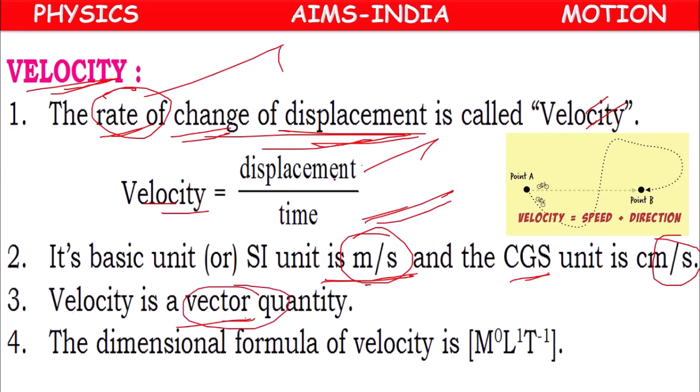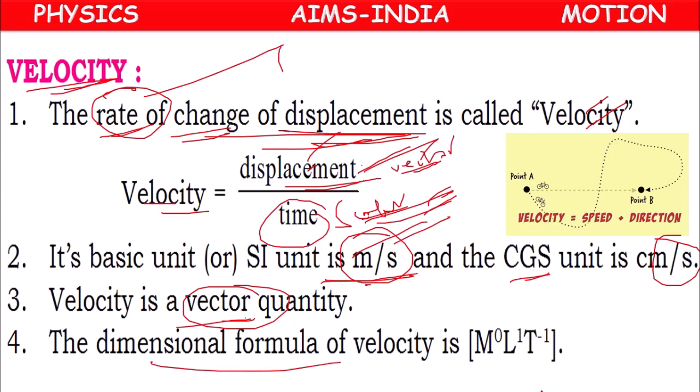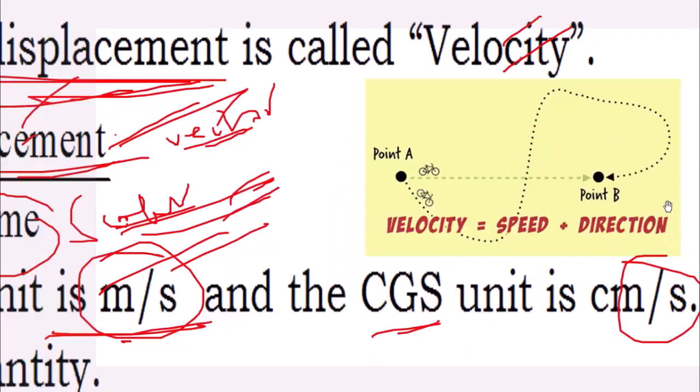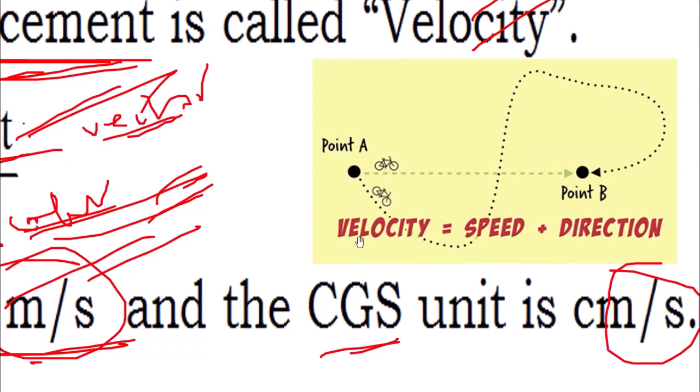Why? Because it is depending on displacement, which is a vector. Here time is a scalar. No need to bother about time here, but displacement is a vector. So velocity is a vector quantity. Dimensional formula also same here. So here velocity means speed plus direction.